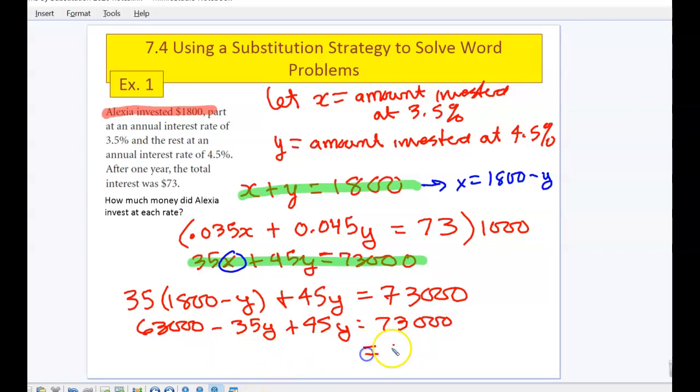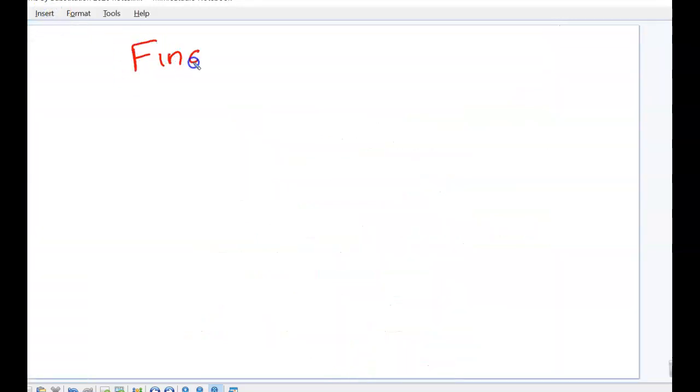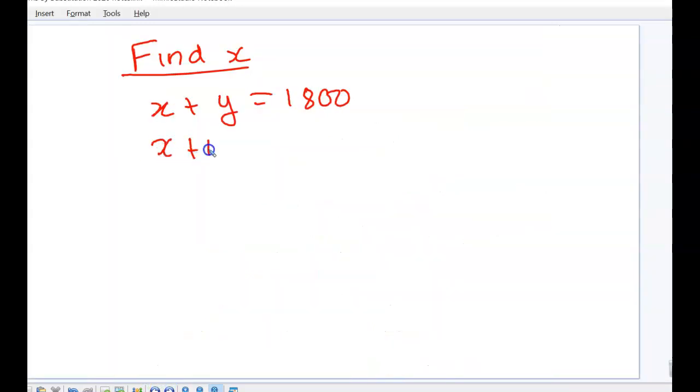Subtracting the 63,000 to the other side, I get 10,000. Collecting Y's here, I get 10Y. And if I divide both sides by 10, I'm going to get Y equals 1,000. So now I can find X. And we have the equation that X plus Y is equal to 1,800. And Y was 1,000, so X plus 1,000 is 1,800. If I subtract, I get 800 as X.